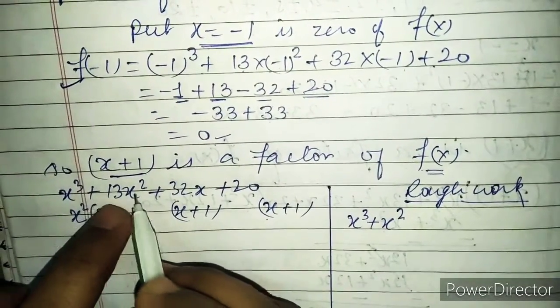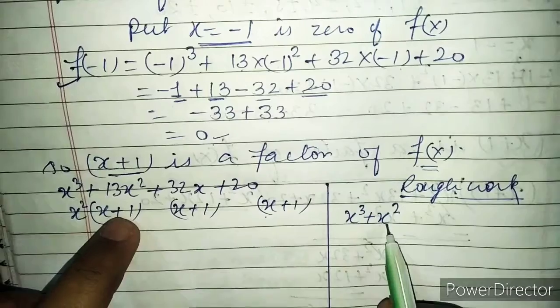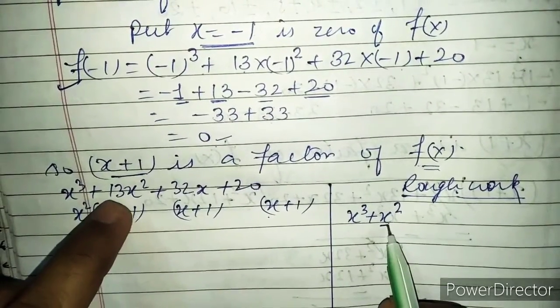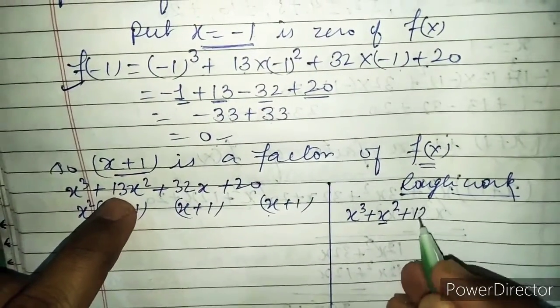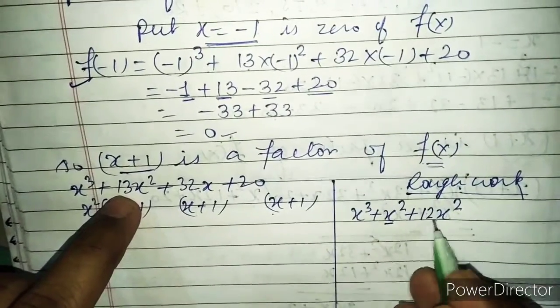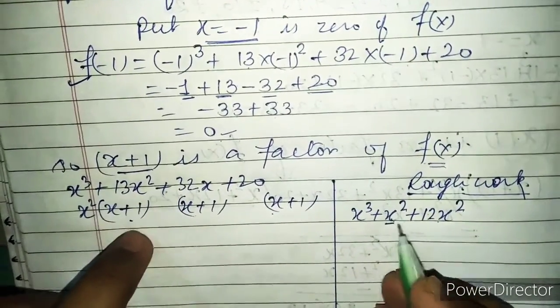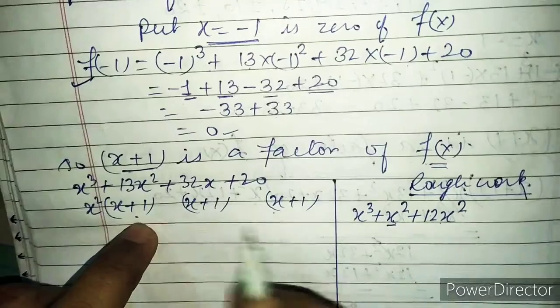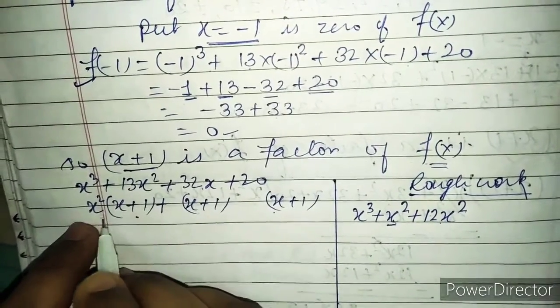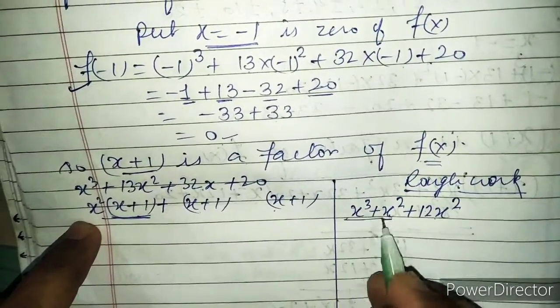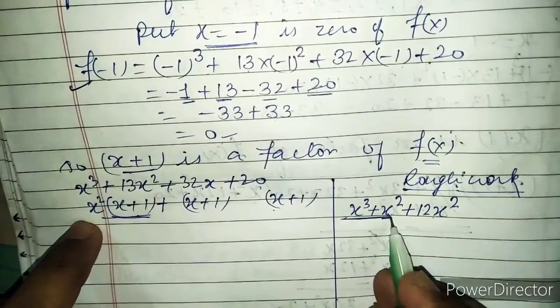but we need 13x square, right? But here x square only. For making x square into 13x square, you will have to add 12x square. So 12x square plus x square is 13x square. So here you have to make it plus this. This will give this here. This whole content will give till here.